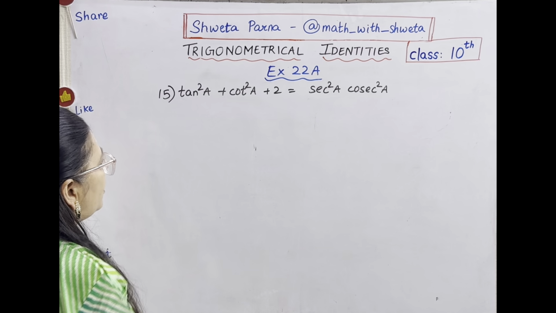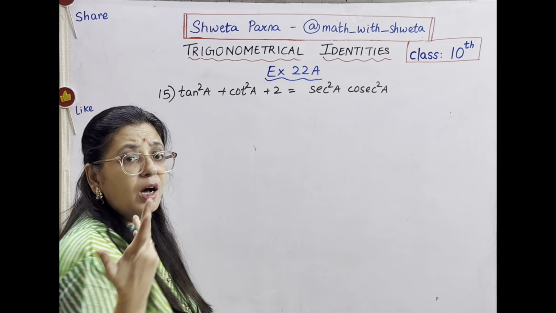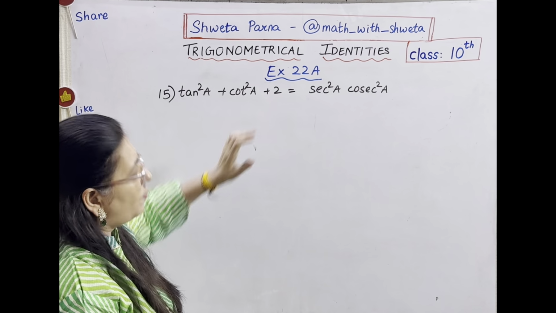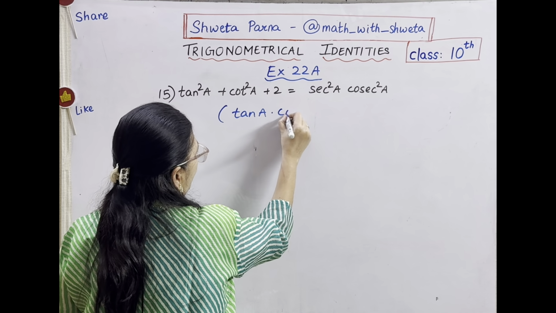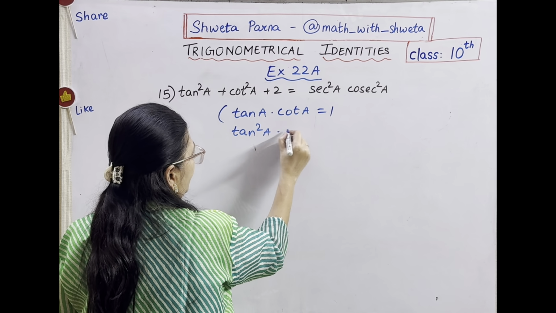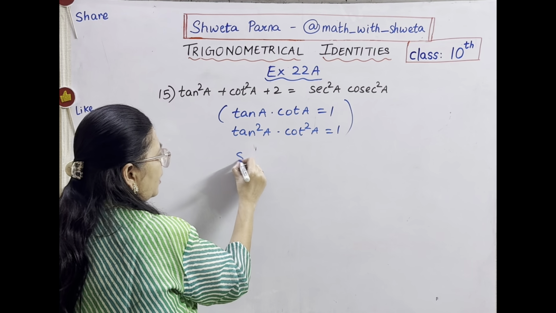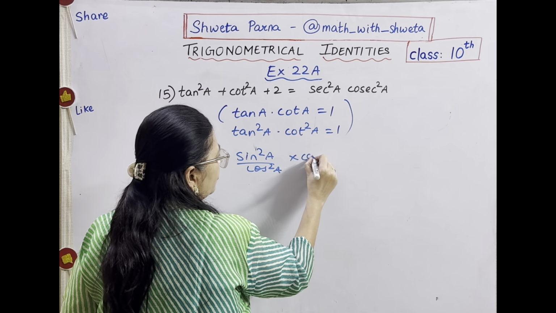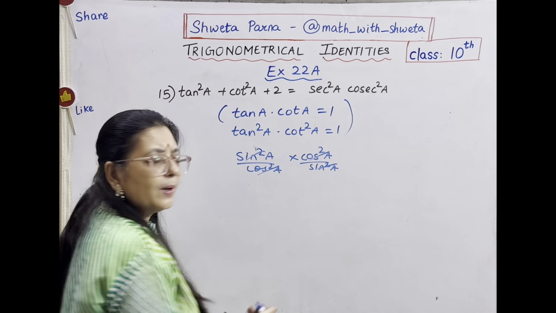Come on, let's go to the next one. Let's do the 15th question. Tan square A plus cot square A plus 2. Now, this is of the form, how will I analyze, A square plus B square plus 2AB. So, remember, tan A into cot A is 1. Therefore, tan square A into cot square A, the value is also 1. Why, children? See, tan square A is sin square A upon cos square A. Cot square A is cos square A upon sin square A. So what you will get? You will get 1. Okay?